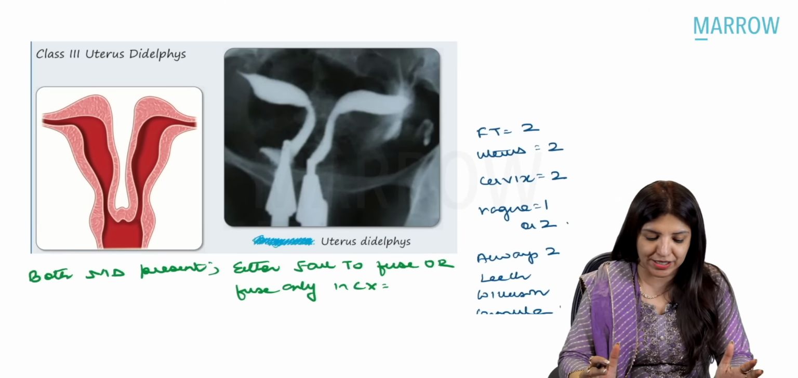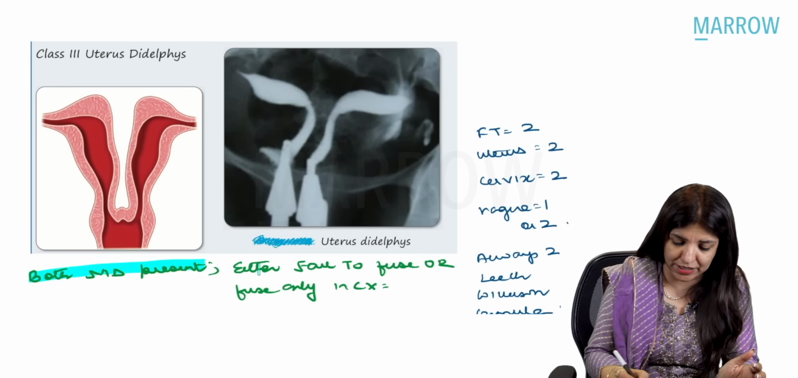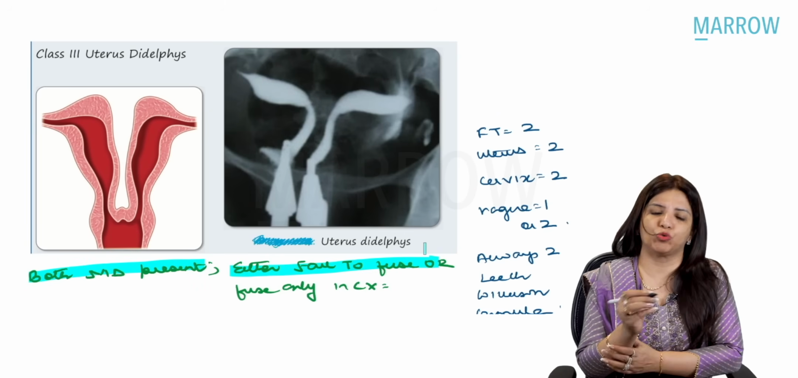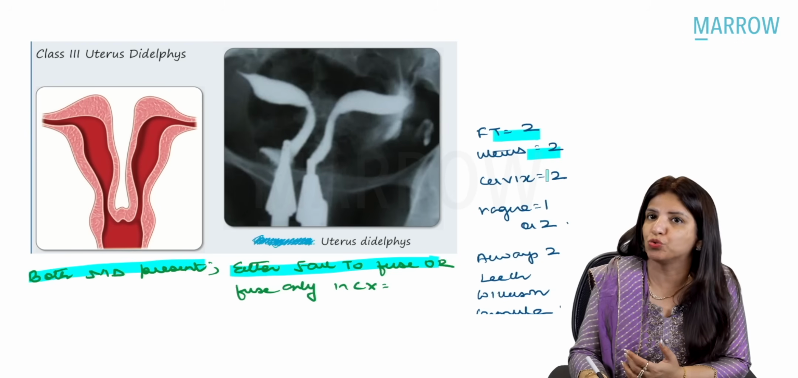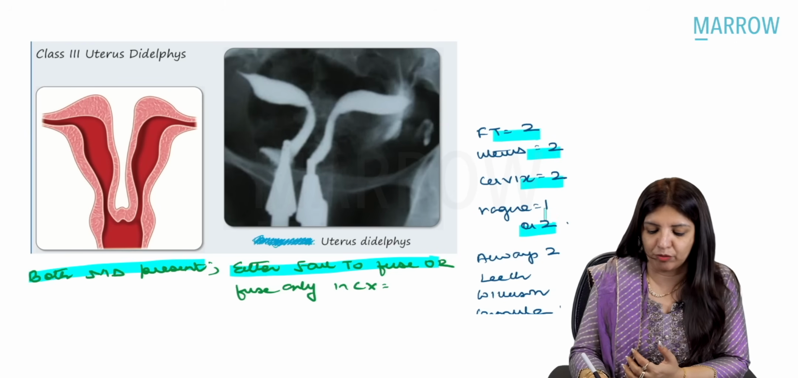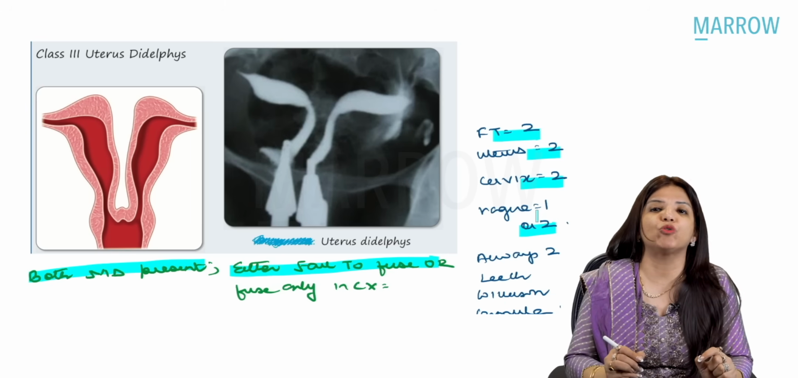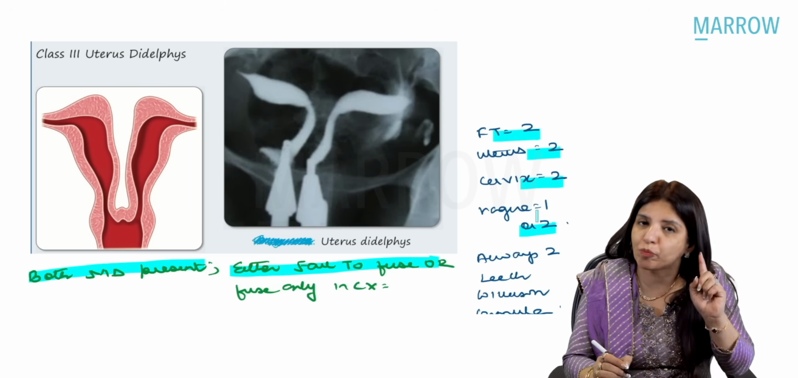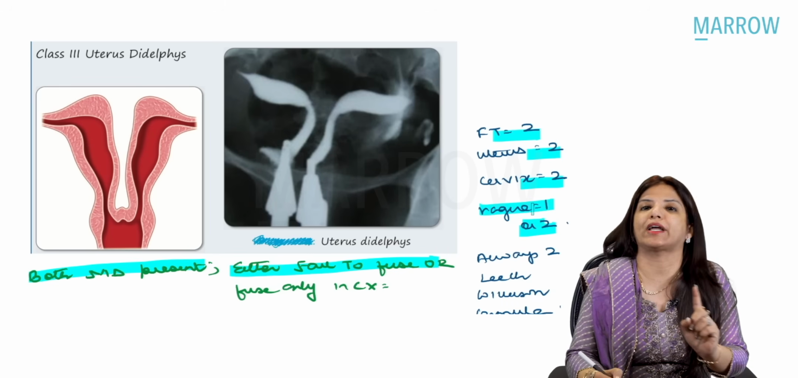What do you mean by uterus didelphys? Uterus didelphys means that both Mullerian ducts are present. Either they fail to fuse, and if they don't fuse, what is going to happen? There will be 2 fallopian tubes, 2 uterus, 2 cervix, and there will be 2 vaginas. Or it could be that they have fused, but the fusion has happened only in the vagina. So please understand, in a didelphic uterus, there can be a single vagina or there can be 2 vaginas.